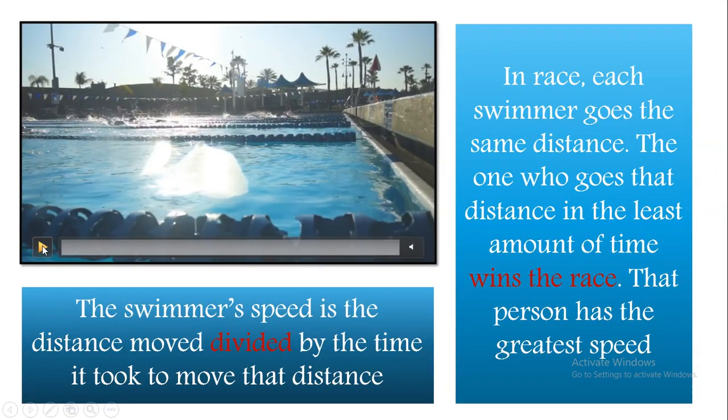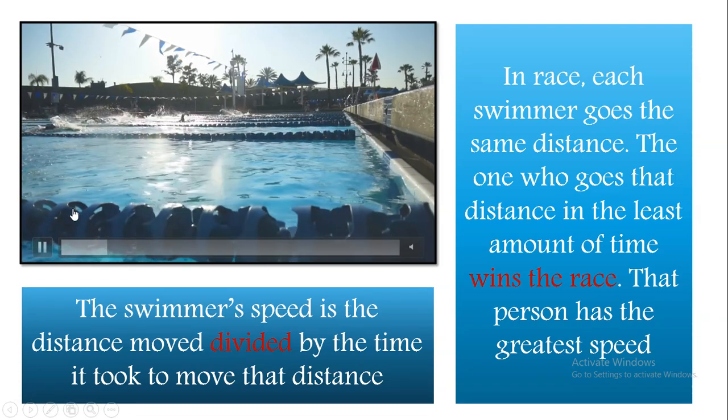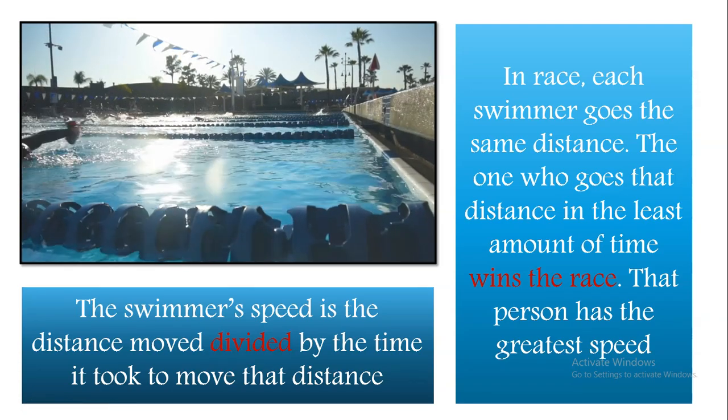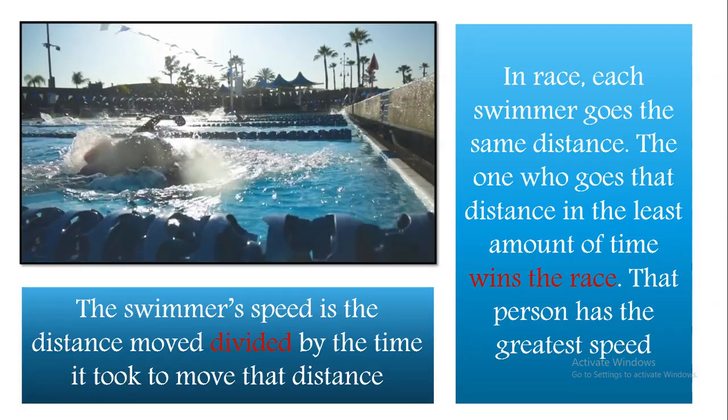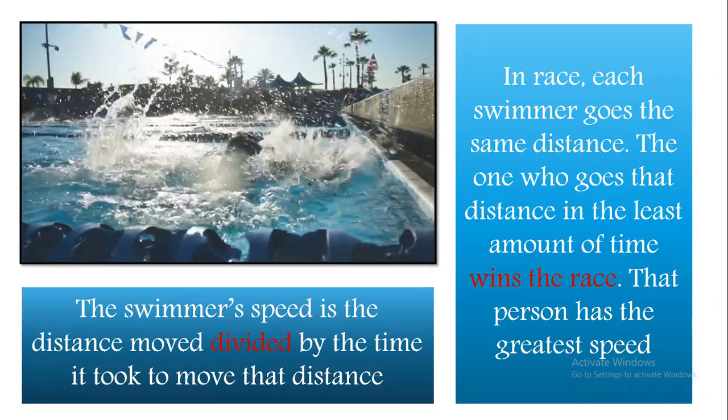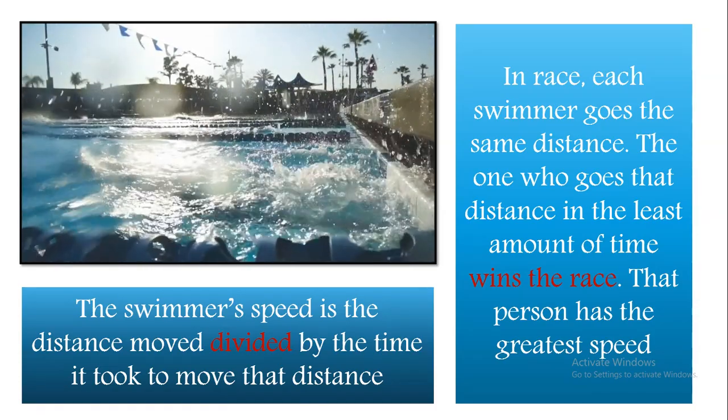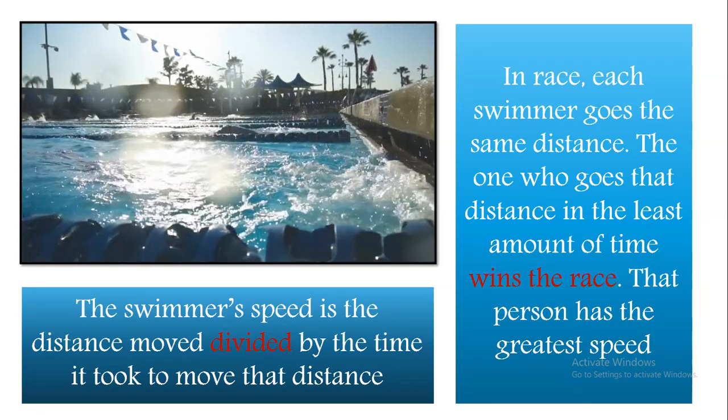Now, in a race, like this one here, in a swimming race, each swimmer goes the same distance. The one who goes the distance in the least amount of time wins the race. That person has the greatest speed. Now, the swimmer's speed is the distance moved divided by the time it took to move that distance. I'm gonna give you an example.